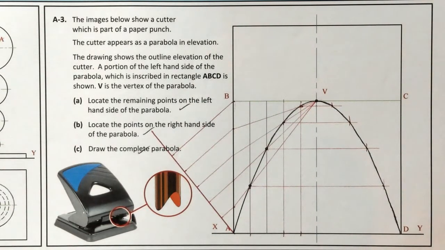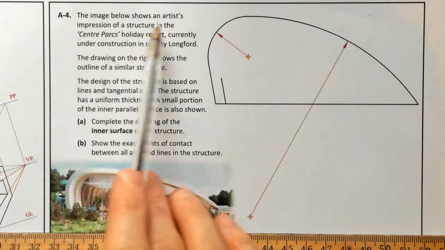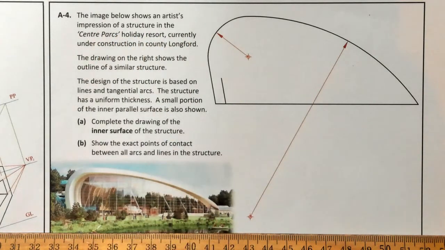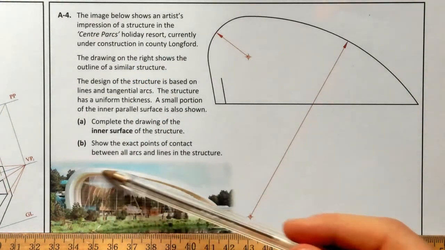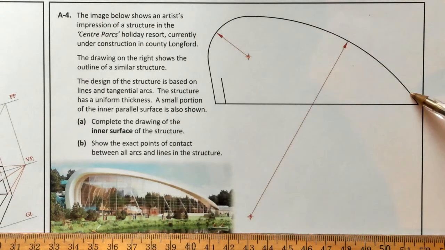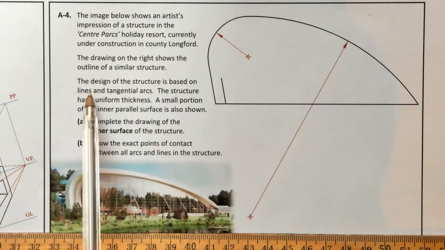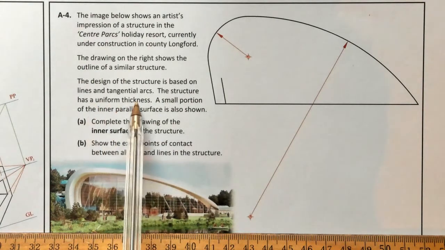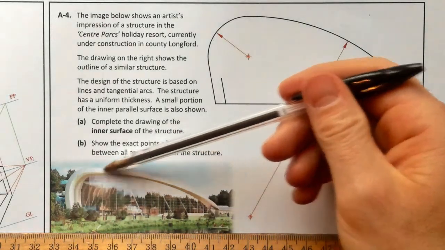So what we're going to do now is move down to the bottom of the page and complete A4. Okay, so A4, it says the image below shows an artist's impression of a structure in their Center Parcs holiday resort currently under construction in County Longford. The drawing on the right shows the outline of a similar structure. So you can kind of see the structure here, and that's what they're trying to represent over here. It says here the design of the structure is based on lines and tangential arcs. So just lines and arcs. The structure has a uniform thickness. Therefore, the thickness is the same all the way around, for this bit here.